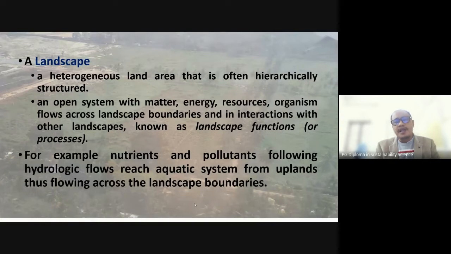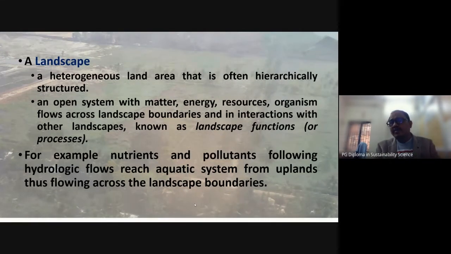For example, we know, as I told you, nutrients are flowing from upstream hills to the end of the river, through different ecosystems, through different landscape structures, and it reaches the ocean. Right? It again comes right in the natural cycle. So then hydrological flows, aquatic system.